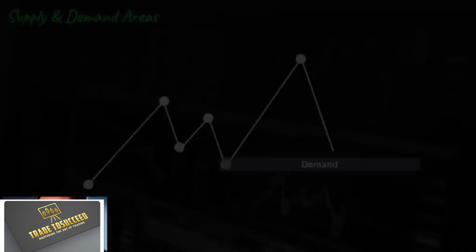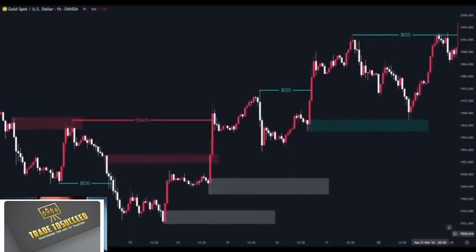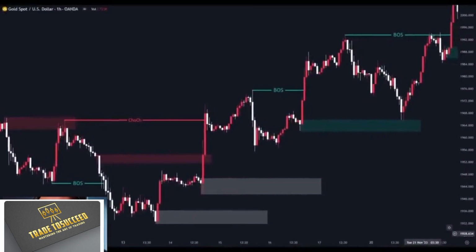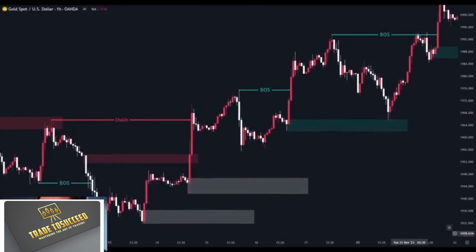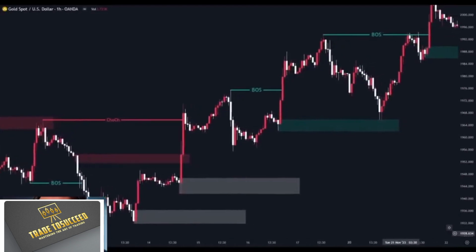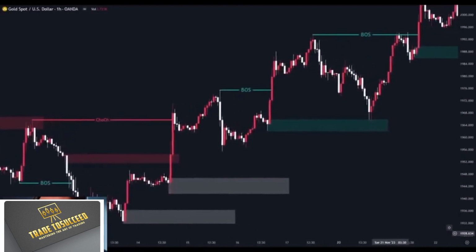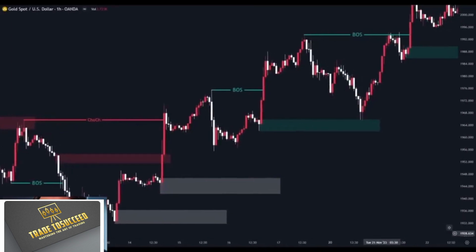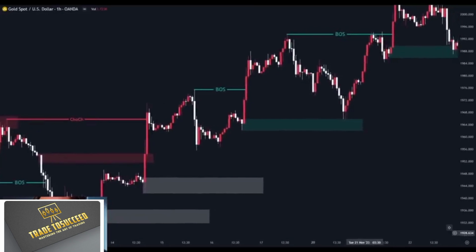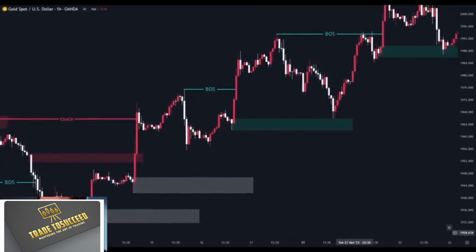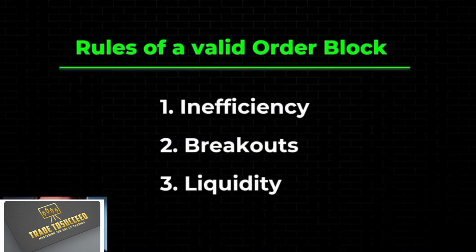Through time and witnessing repetitive patterns on the chart, we have noticed that when supply and demand areas are accompanied by certain conditions, the chance of working significantly improves. One of the key supply and demand areas is order blocks. So first, let's see what conditions are required to consider an area a valid order block to trade. Then I will show how to effectively mark them on the chart. So let's continue with the rules of a valid order block.